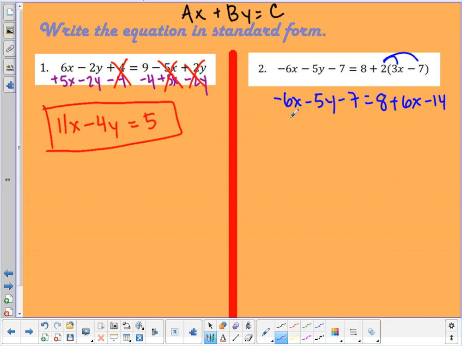I need to keep my x and y here. I'm going to add the 7 because I don't want a constant with the x and y term. I want my constants on the other side.